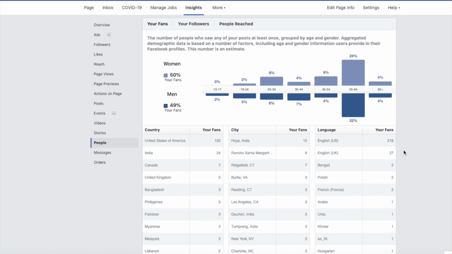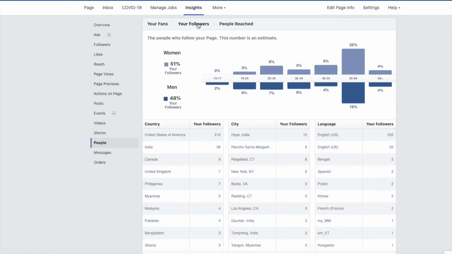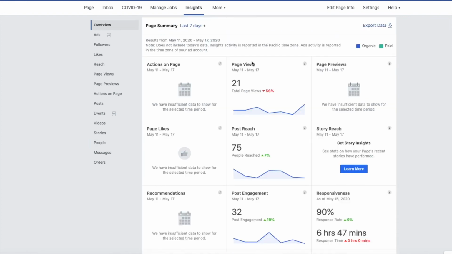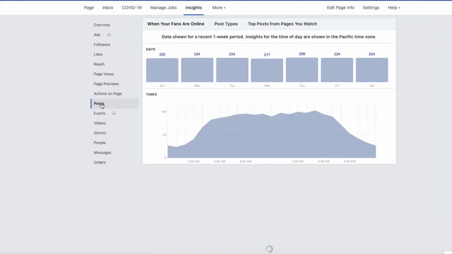So again, I don't want to get super crazy with this category. You see, fans and followers, we don't have too much difference here. But anyway, this gives you a basic overview of how to understand these particular categories. And if nothing else, you can tell what days of the week, what posts are doing best. So let's look at posts. So here we go.